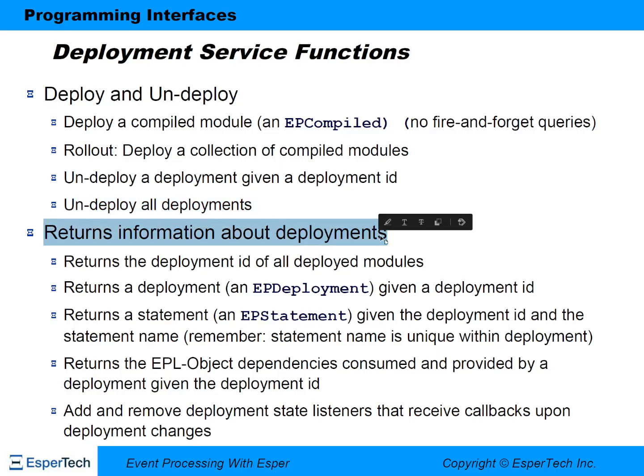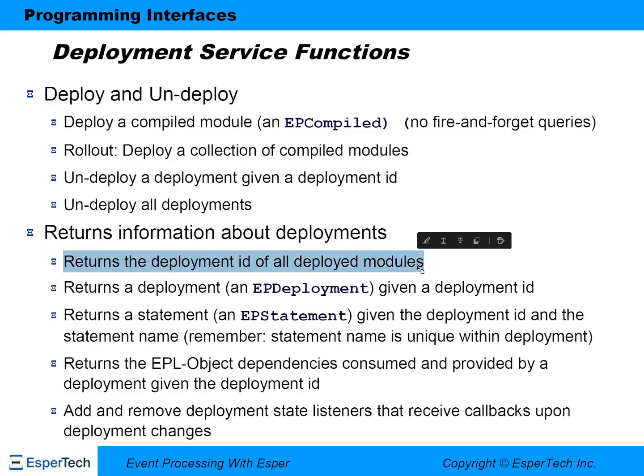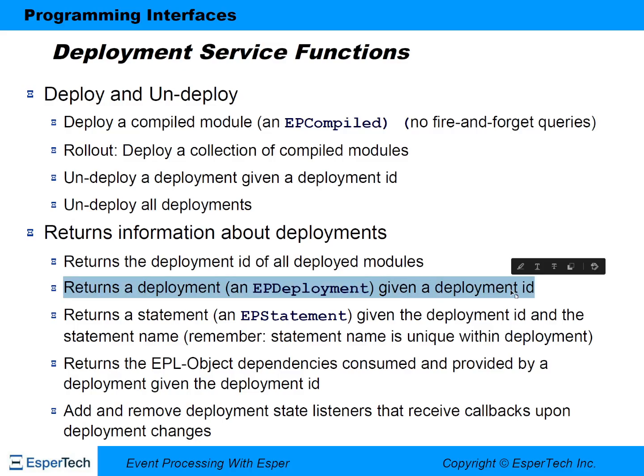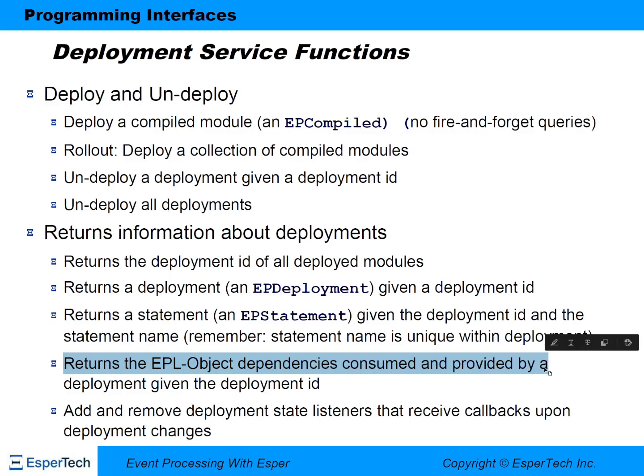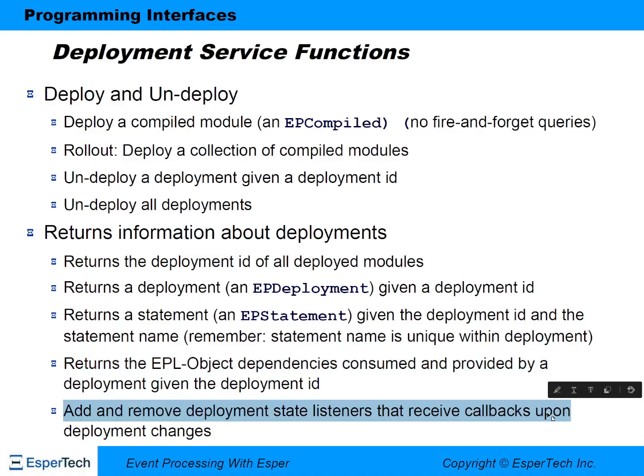The deployment service returns information about deployments. It returns the deployment IDs of all deployed modules. It returns a deployment, an EP deployment instance, given a deployment ID. It returns a statement, an EP statement instance, given a deployment ID and statement name. Remember, the statement name is unique within the deployment. It returns the EPL object dependencies consumed and provided by a deployment given the deployment ID. It allows adding and removing deployment state listeners that receive callbacks upon deployment changes.